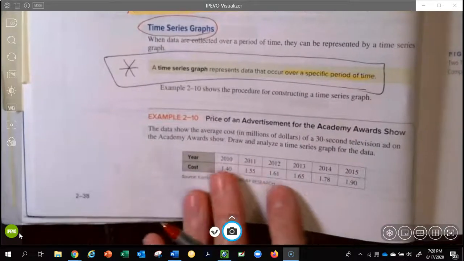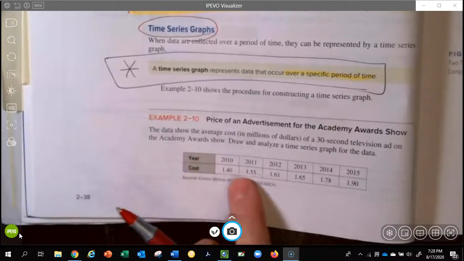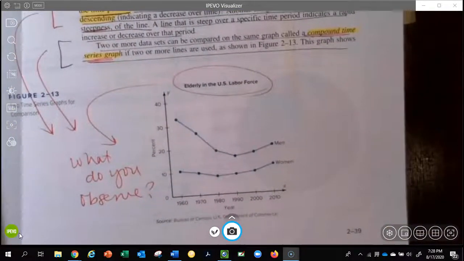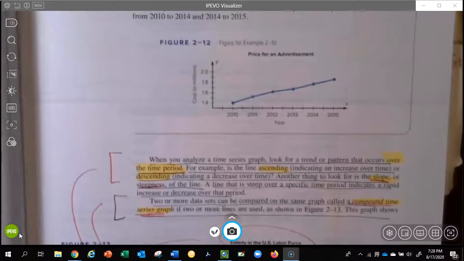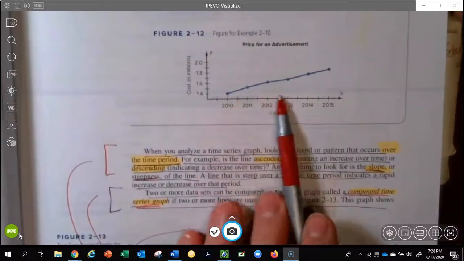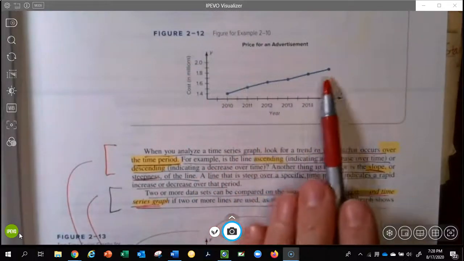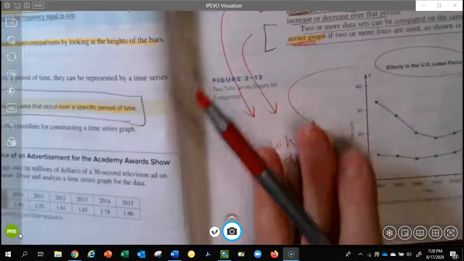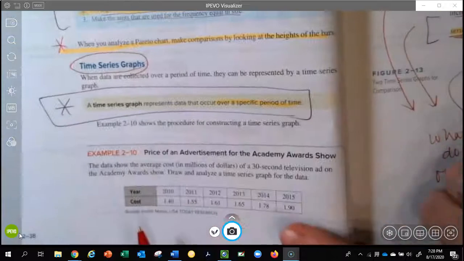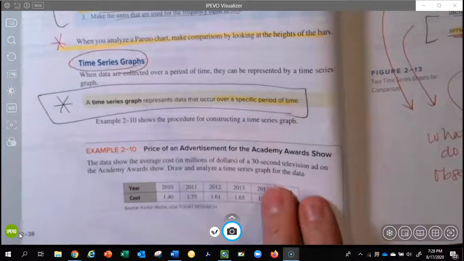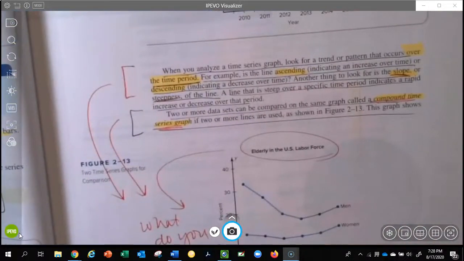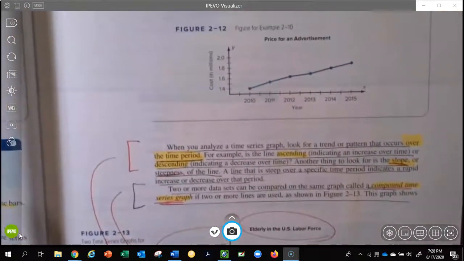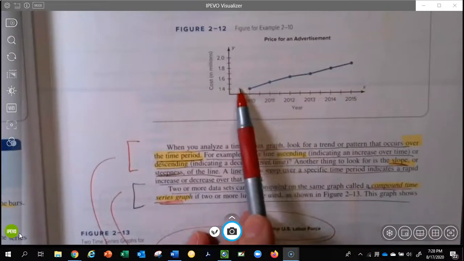So we can get some data. Notice this has years and then it has costs. But notice, right over here, what it ends up looking like. When you go across the time, there are dots, and they correspond to, like, 2010. At 2010, we're at 1.4, or $1.40, or in this case, millions. And so here at 2010, we're right here at 1.4.